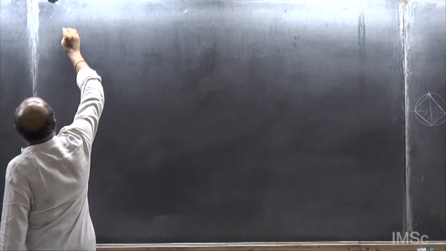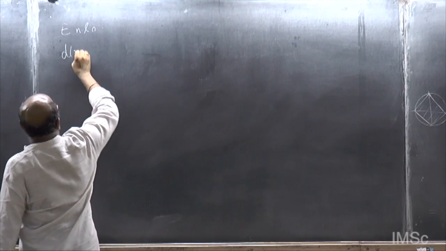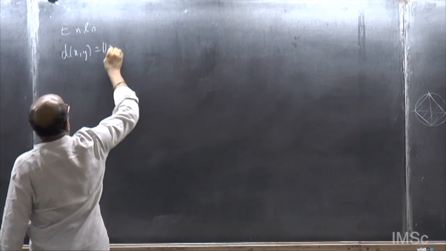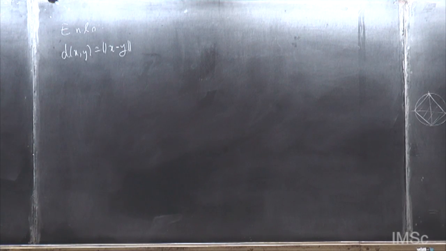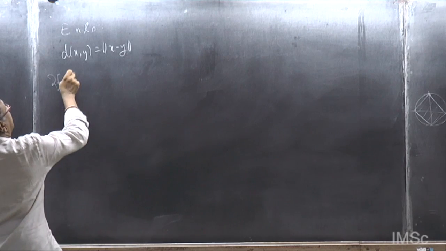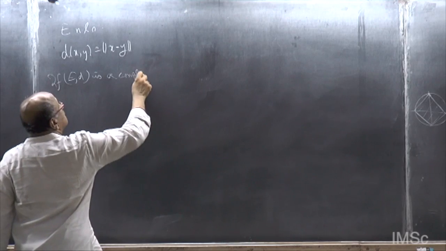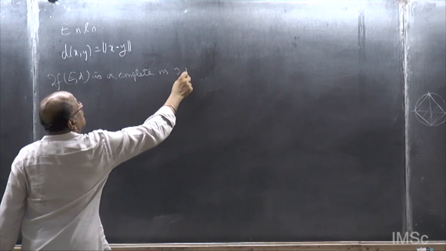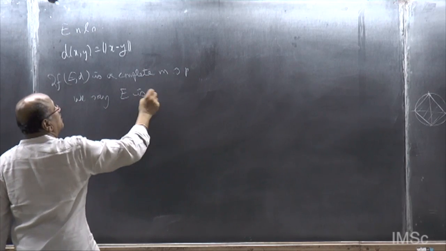So, we said if E is a normed linear space, then if I define d(x, y) equals norm of x minus y, it becomes a metric space, and then you know what a complete metric space is. Every Cauchy sequence must converge. So, if (E, d) is a complete metric space, we say E is a Banach space.